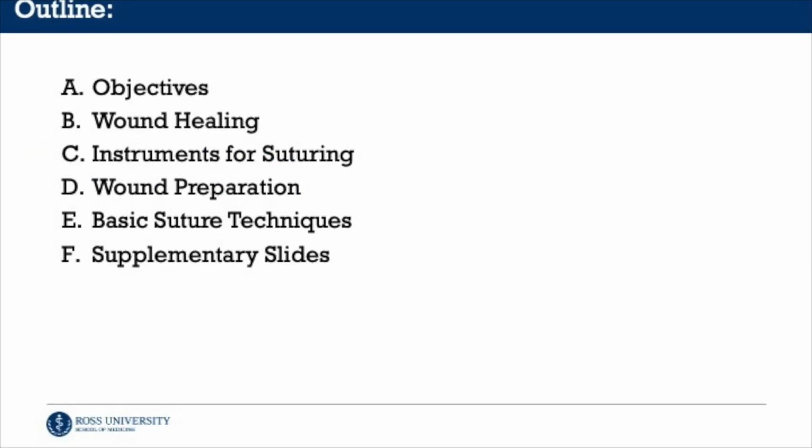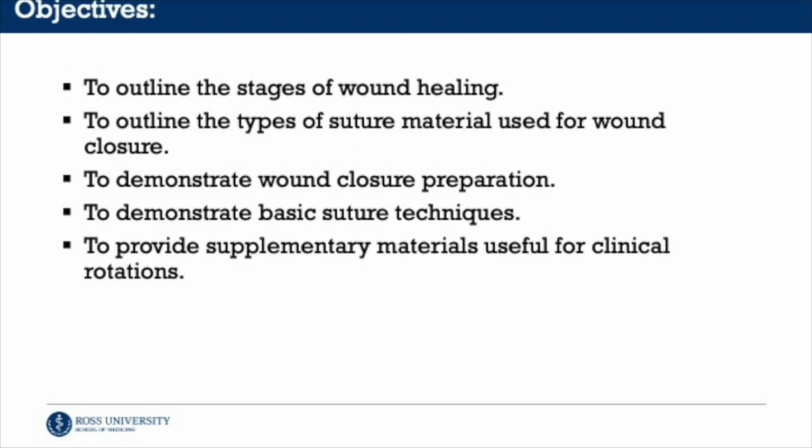Here is a look at our outline, which covers everything we will discuss today. In terms of our objectives, our goals are to outline the stages of wound healing, to outline the types of suture material used for wound closure, to demonstrate wound closure preparation, to demonstrate basic suturing techniques, and to provide supplementary materials useful for clinical rotations.